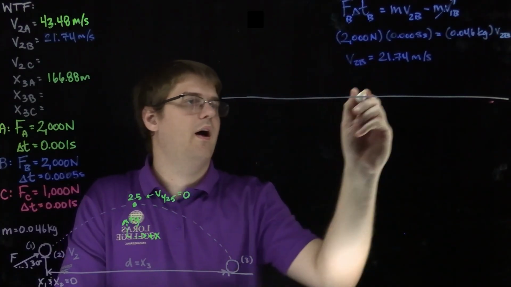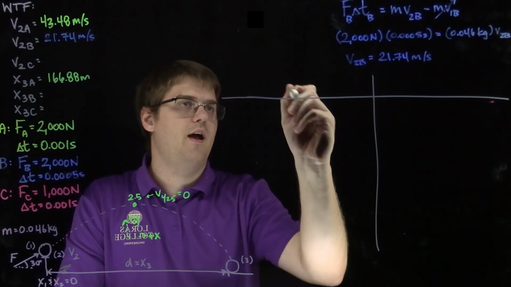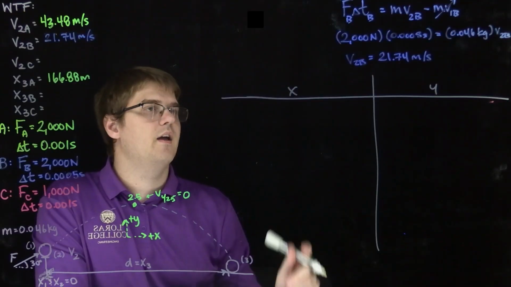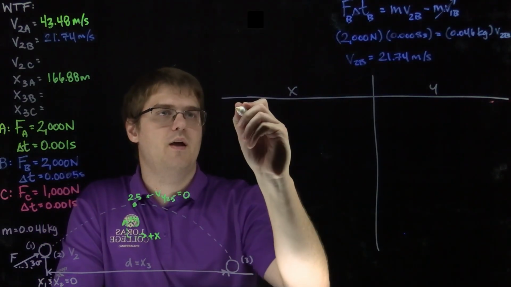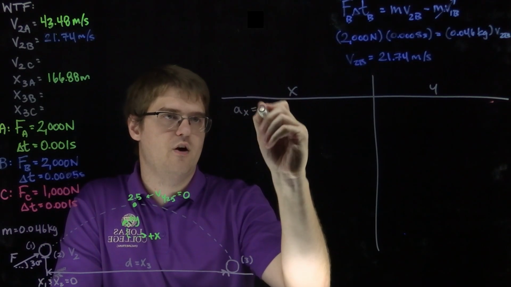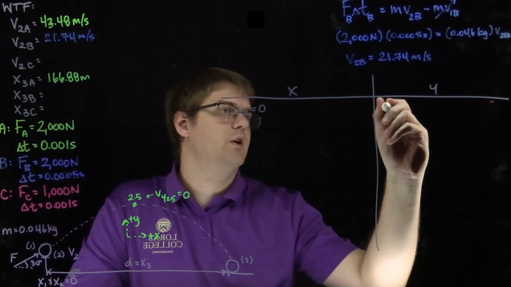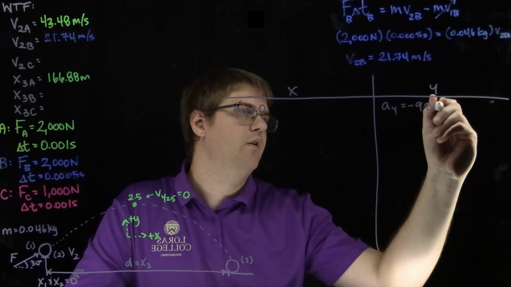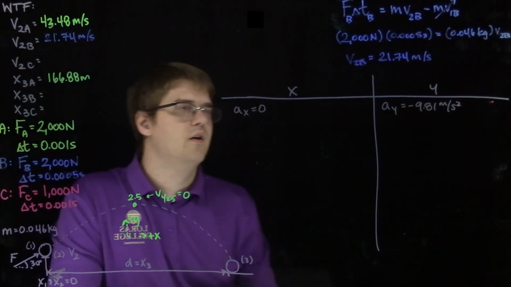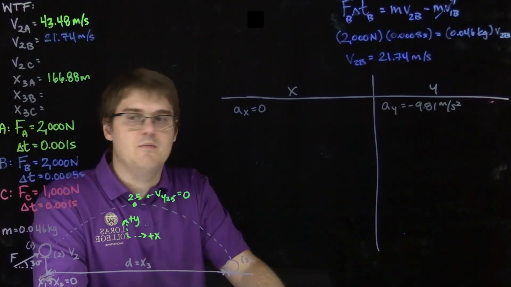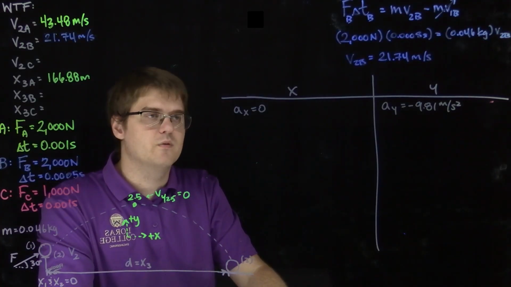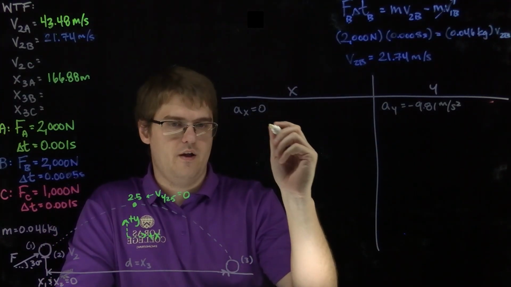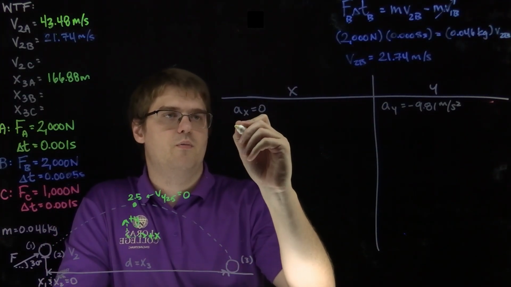So I have my X, I have my Y. First thing I'm going to do is say that my acceleration in my X is 0. My acceleration in the y is negative 9.81 meters per second squared. That is just the same, because it's the same free body diagram as it was before. And then all I have to do is break up my velocity.